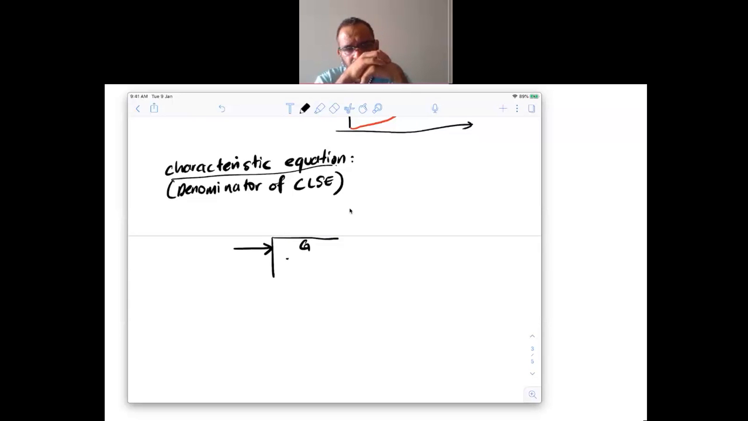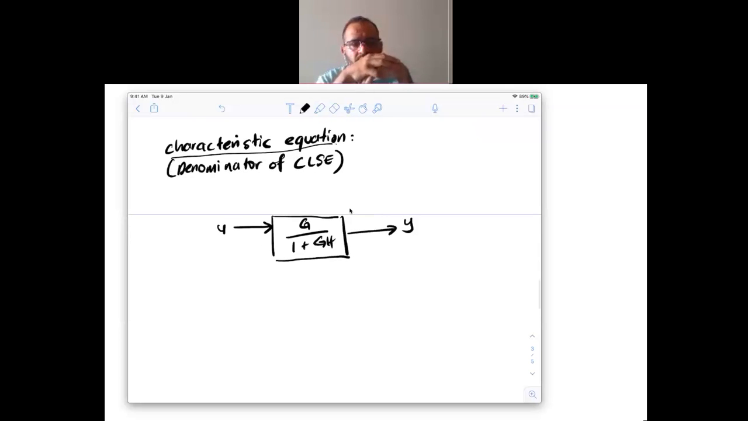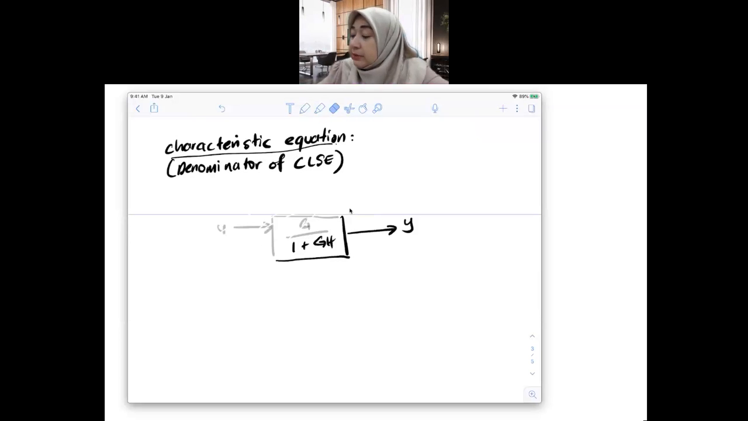Let's say it's a closed loop, G over 1 plus GH. Why do I have this transfer function? It's a simple closed loop, or let me write down the simple closed loop transfer function.